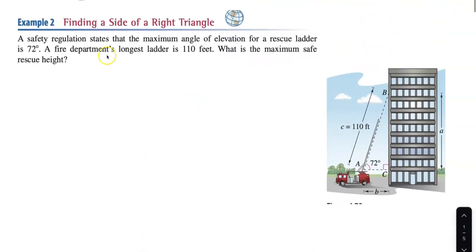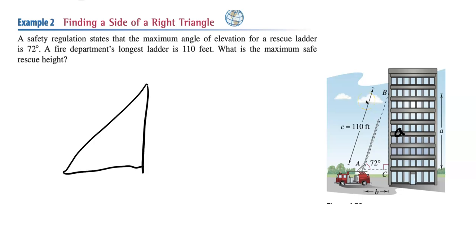Next one, a little application problem. The safety regulation states that the maximum angle of elevation for a rescue ladder should be 72 degrees. So there's my rescue ladder, 72 degrees. The fire department's longest ladder is 110 feet. So there's 110. What is the maximum safe rescue height? So they just want to find out what the height is. If you look at it, we just have a right triangle. This is 72, this is 110, and this is A.